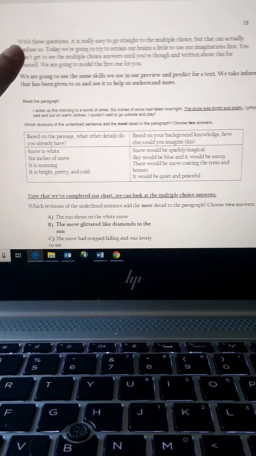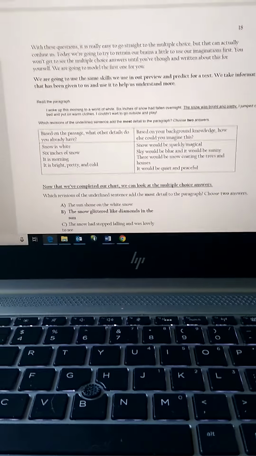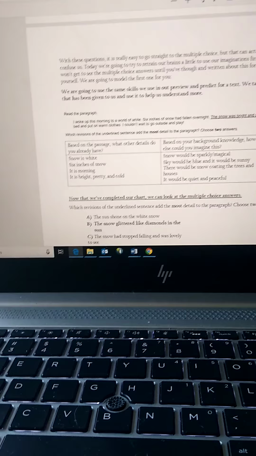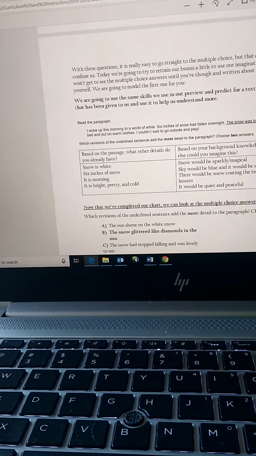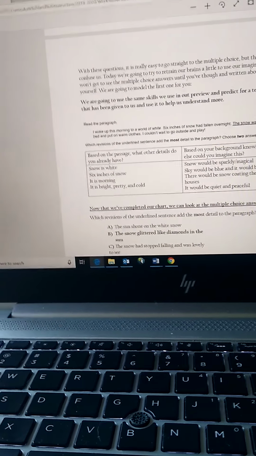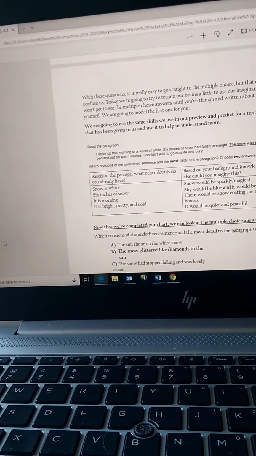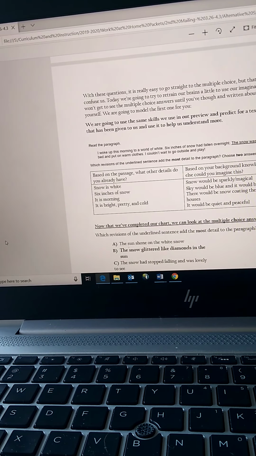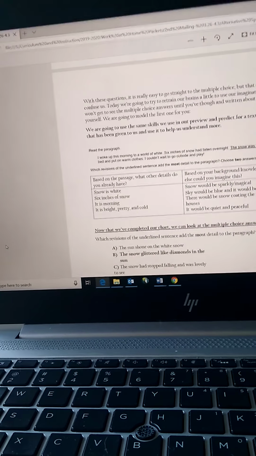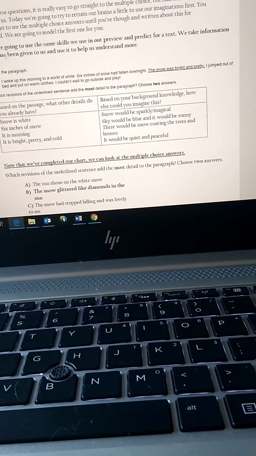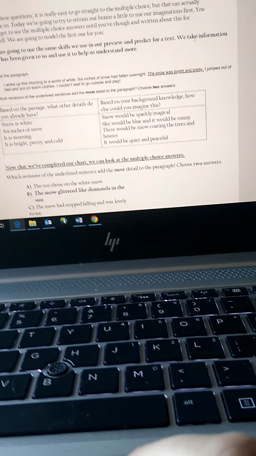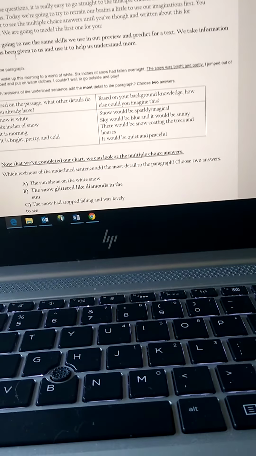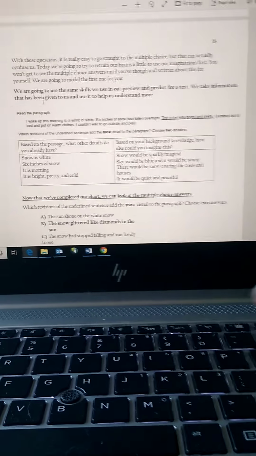So down here, for the first paragraph, it says, with these questions, it's really easy to go straight to the multiple choice, but that can actually confuse us. Today, we're going to try to retrain our brains a little to use our imaginations first. You won't get to see the multiple choice answers until you've thought and written about this for yourself. We are going to model the first one for you. We are going to use the same skills we use in our preview and predict for a text. We take information that has been given to us and use it to help us understand more.